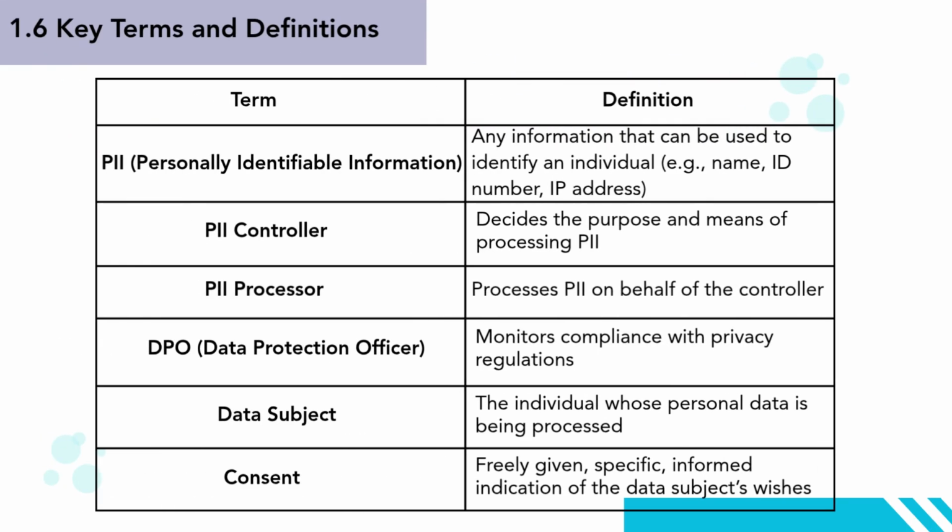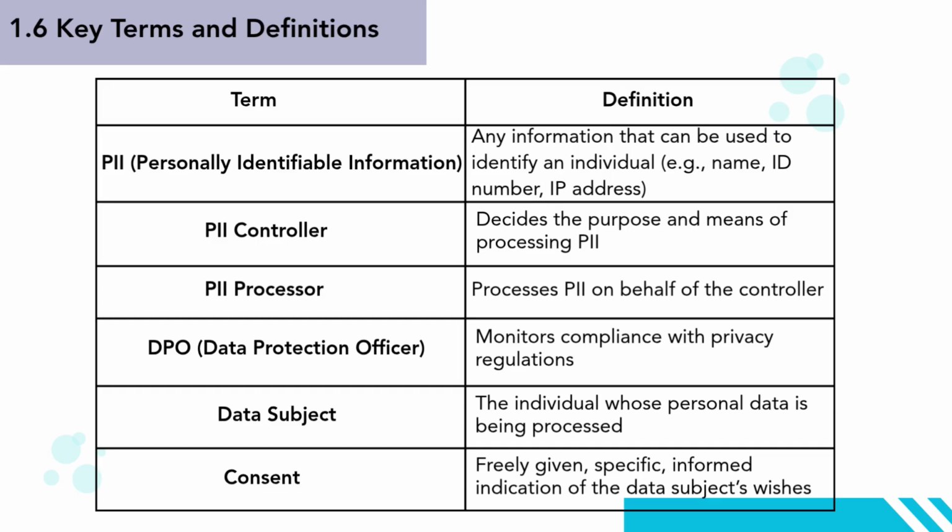Understanding these fundamental privacy terms is essential for implementing effective privacy risk management. PII, or personally identifiable information, encompasses any data that can identify an individual, ranging from obvious identifiers like names and ID numbers to less obvious ones like IP addresses or device fingerprints.